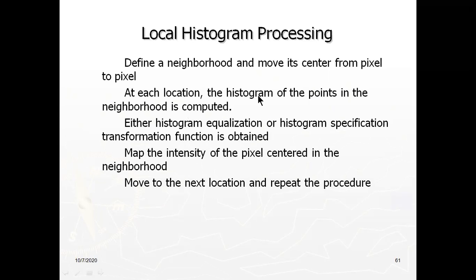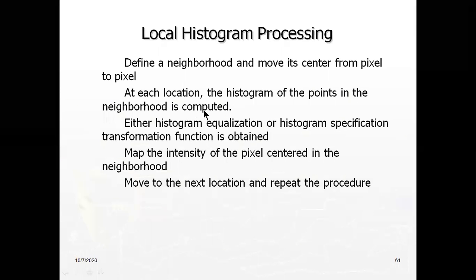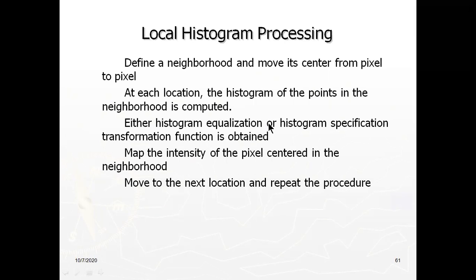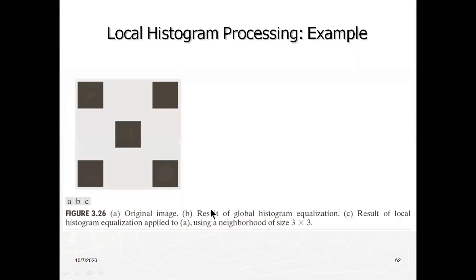At each location, the histogram of the points in the neighborhood is computed. Either equalization or specification is done. Then mapping is to be done. Then move to the next pixel.